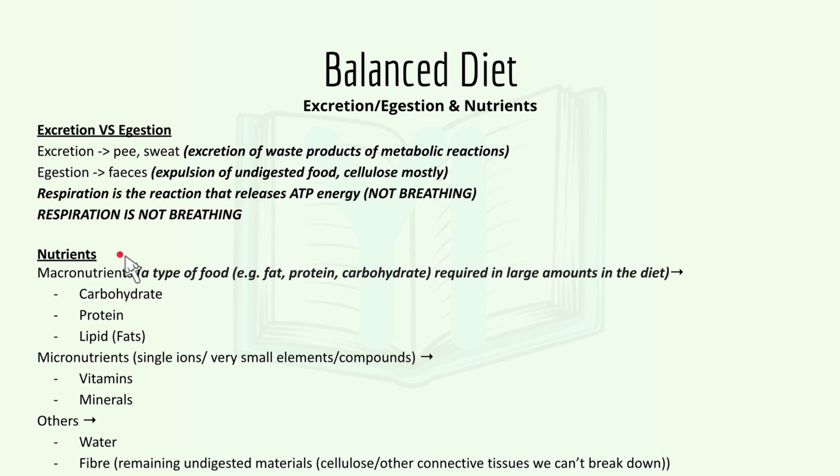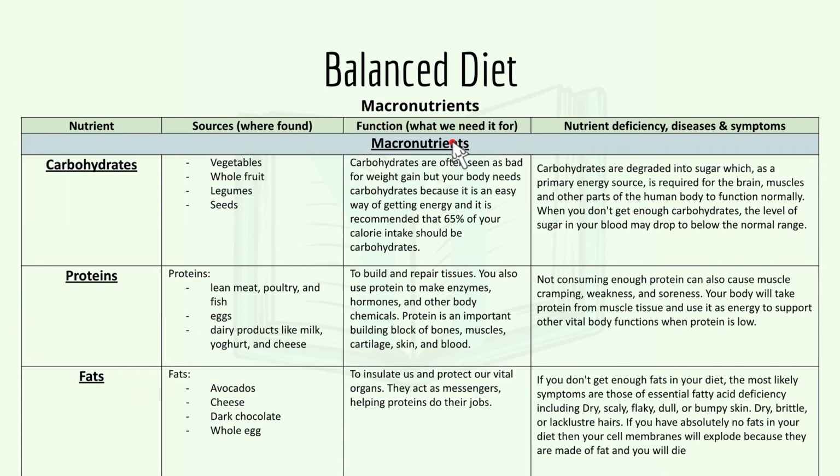And for nutrients, there are generally 3 types: macronutrients, micronutrients, and others. Macronutrients include carbohydrates, proteins, and lipids, which are polymers, and micronutrients are vitamins and minerals. And others include water and fiber. And here's macronutrients in our diet, where you can have a read.